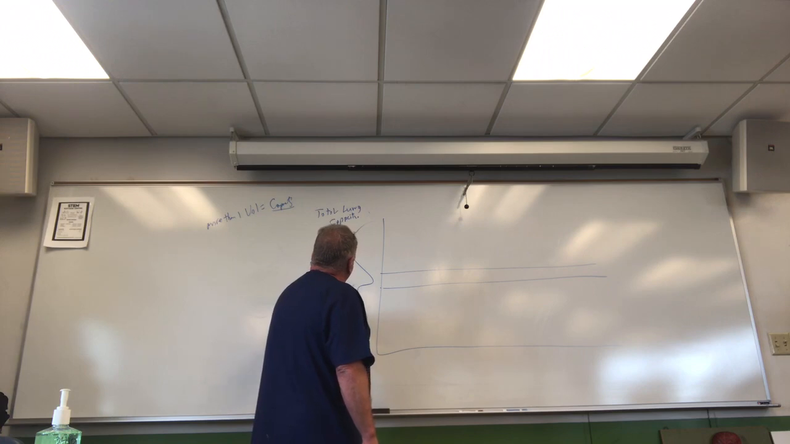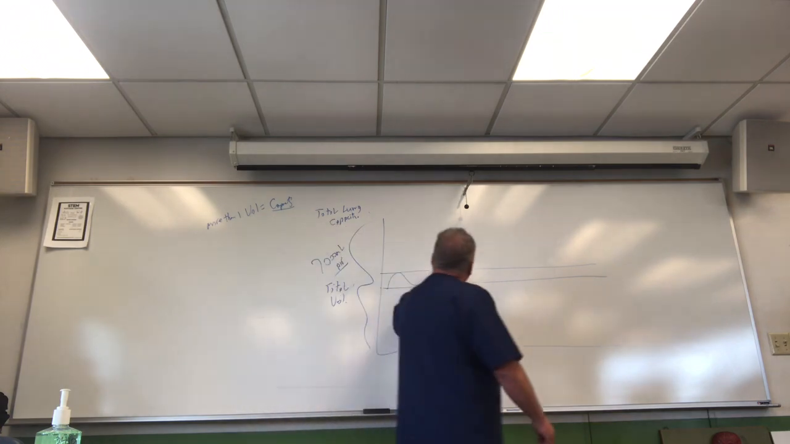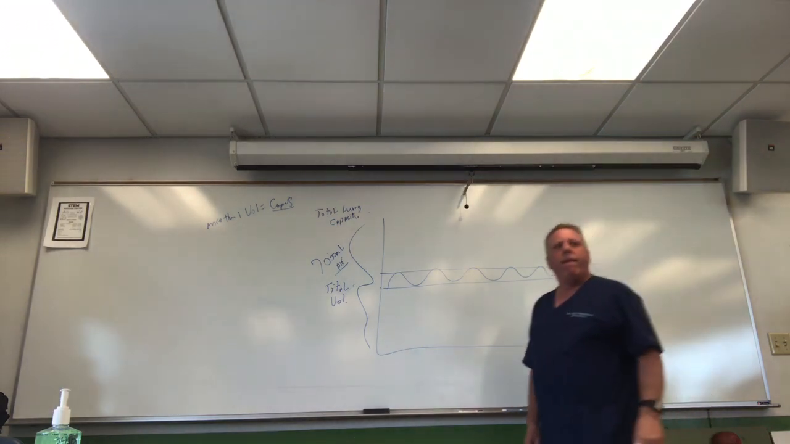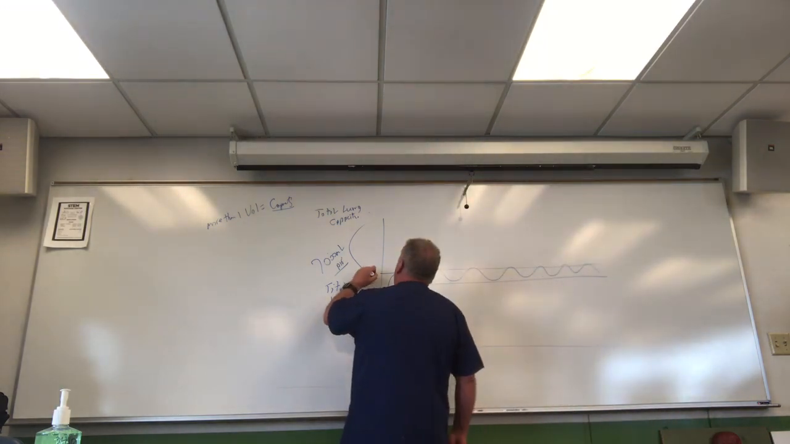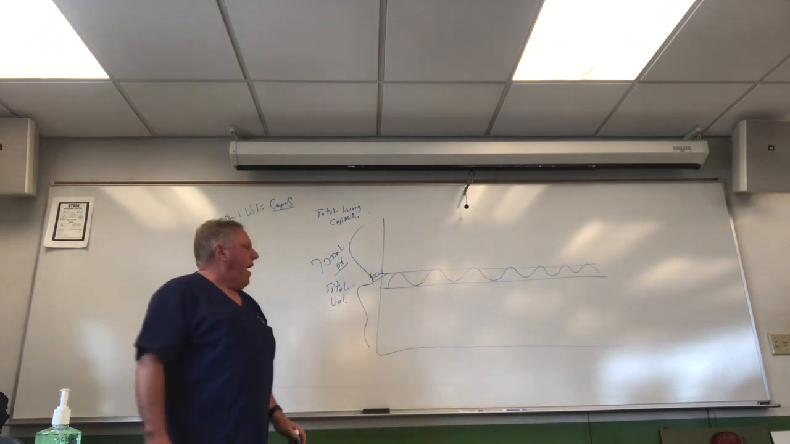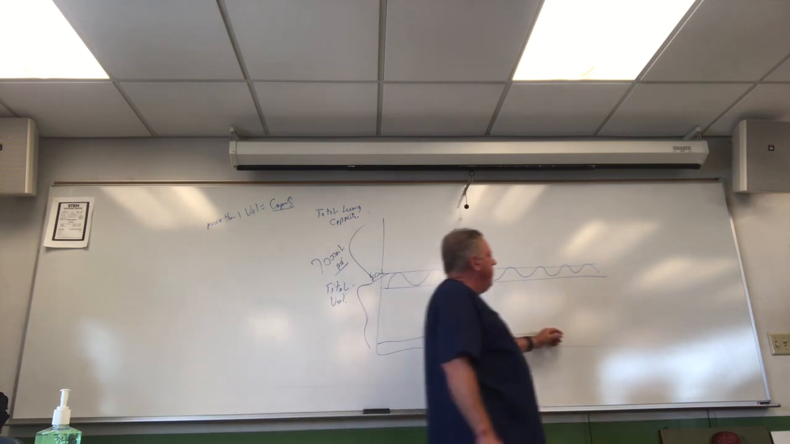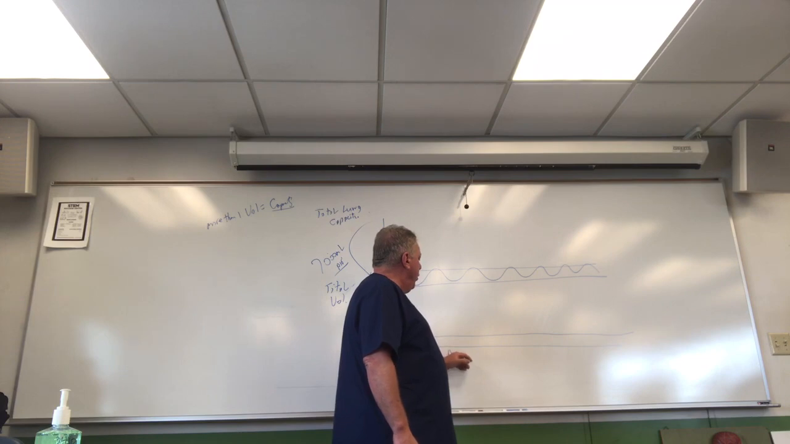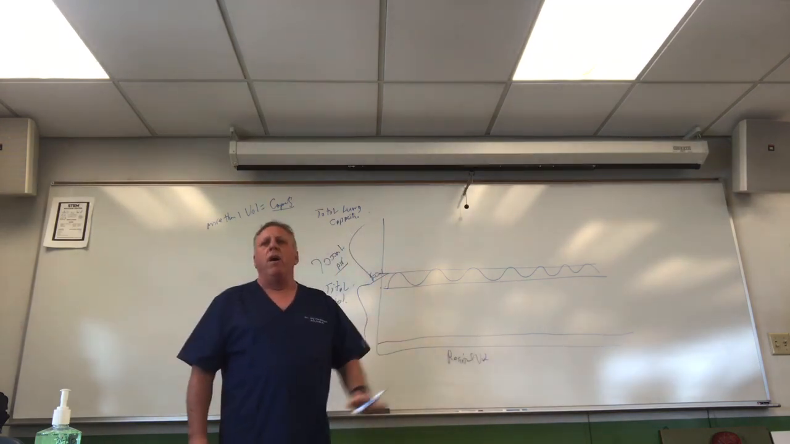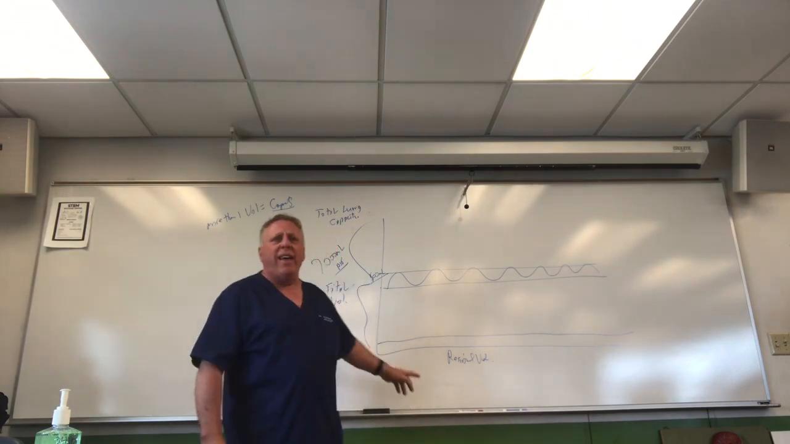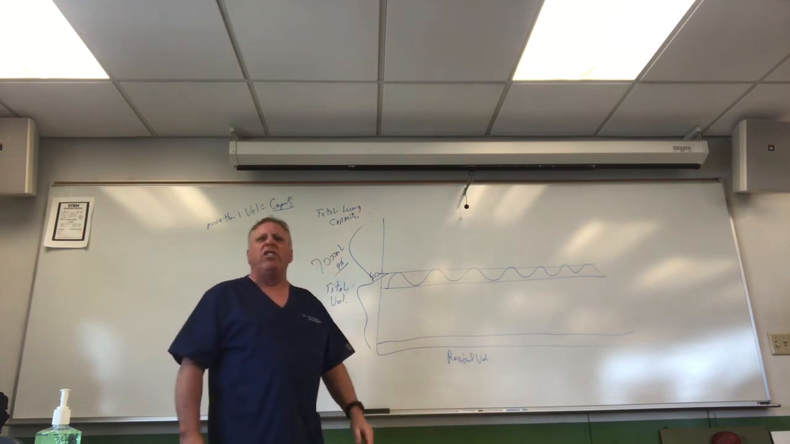Tidal volume. This is normal breathing at 10 to 20 per minute. That's about 500 milliliters. And then we have something on the bottom here called the residual volume. This is what's left in the lung. I'm letting all the air out of my lungs, but I can't get it all out, and this is what's left. It's called the residual volume.